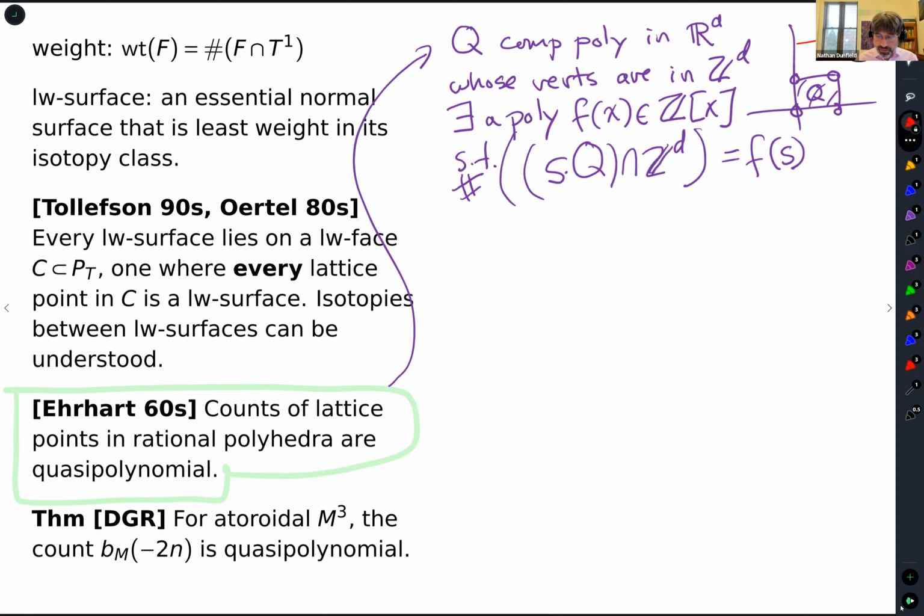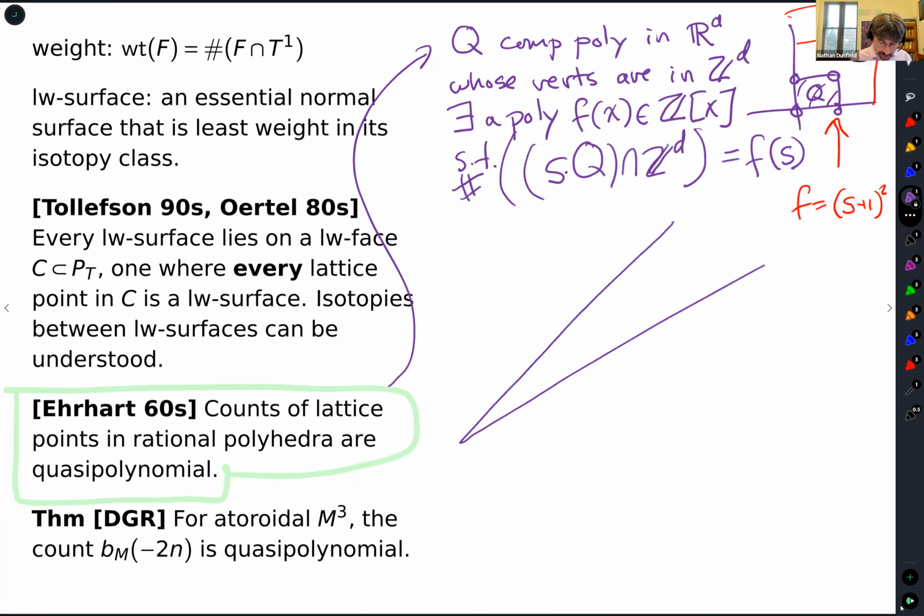In the case of our square, if we dilate it by a factor of S, where S is an integer, F would just be S plus 1 squared. That is the number of integer lattice points in this square as we make it bigger and bigger. If your vertices are not integral but are, say, rational, then you don't get a polynomial, you get a quasi-polynomial. But this is the key idea. And in our setting, maybe here's one of our faces.